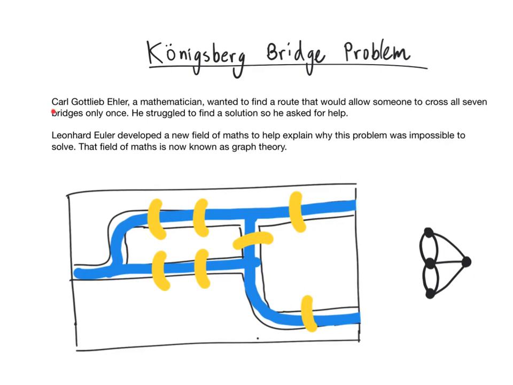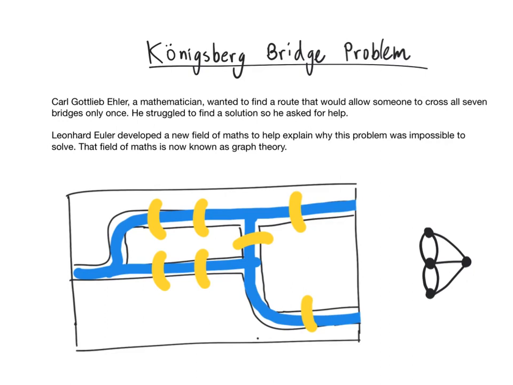Now, this gentleman by the name of Carl Gottlieb Euler was a mathematician and a mayor of a nearby town, and he tried for a long time to find a solution to this problem. He called upon Leonhard Euler, and Leonhard worked on this problem for quite a while and then discovered that it was in fact impossible to solve. In order to prove that it was impossible, Leonhard developed a field of mathematics which we now know as graph theory.